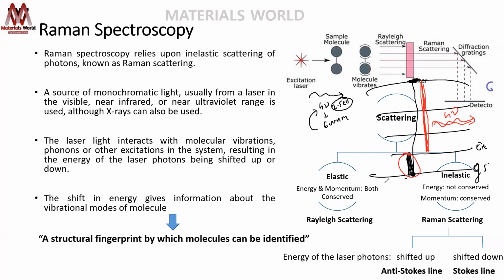This process is called scattering. So you have two types of scattering. If an electron is interacting with matter, or if a photon is interacting with matter, in both cases you get scattering.